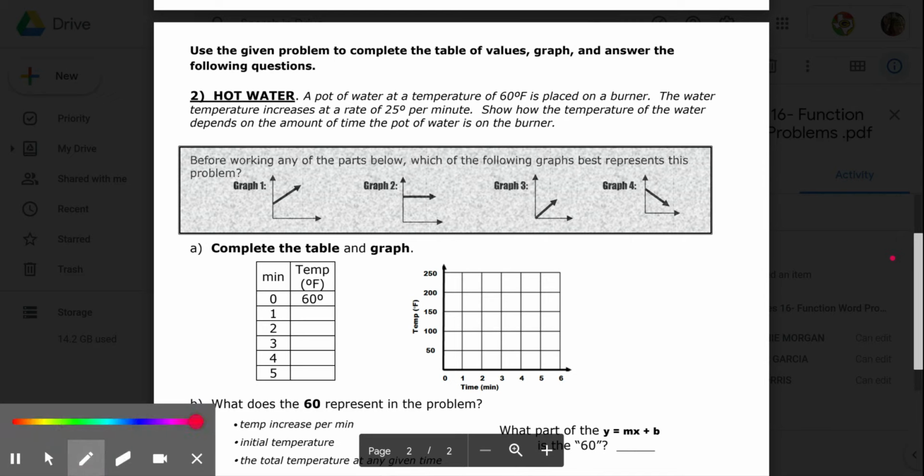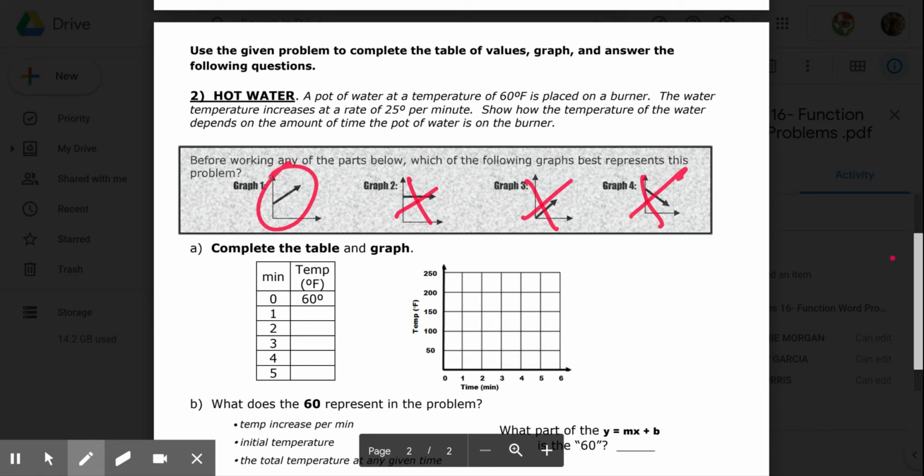So before even working any parts below, see if we can figure out what the graph is going to look like. Again, you start at 60 degrees, so that's going to be up the y-axis. It's not going to be at 0. And here we have an increase in temperature, so it's not a decrease. It doesn't stay the same. So now it's going to be an increase. What we're going to do now is complete the table.